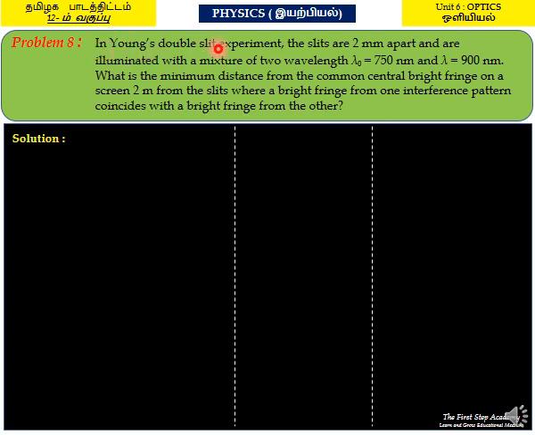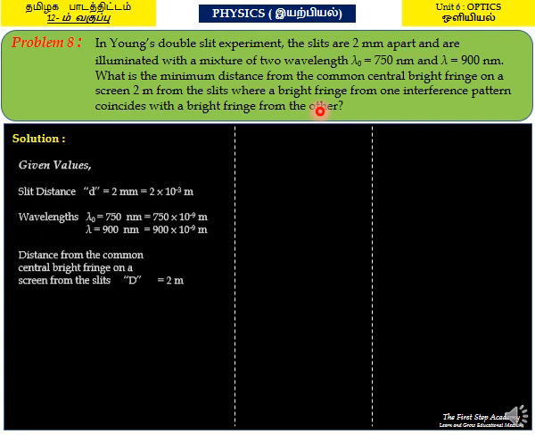In Young's double slit experiment, the slits are 2 millimeter apart and are illuminated with a mixture of two wavelengths, lambda naught is equal to 750 nanometer and lambda is equal to 900 nanometer. What is the minimum distance from the common central bright fringe on a screen 2 meter from the slits where a bright fringe from one interference pattern coincides with the bright fringe from the other? This is the question. So ultimately we need to find the minimum distance from the common central bright fringe on a screen at a distance of 2 meter.